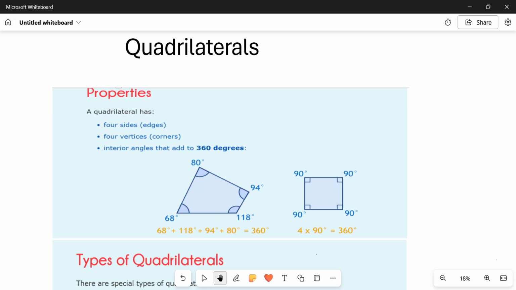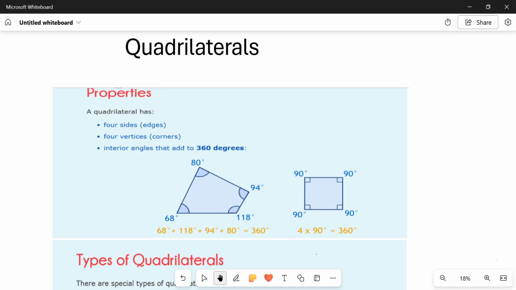Students, in this video, we will revise the topic quadrilaterals. As it is mentioned there, the properties of quadrilaterals are: the first one is four sides, right? The second one is four vertices, corners, and interior angles that add to 360 degrees.